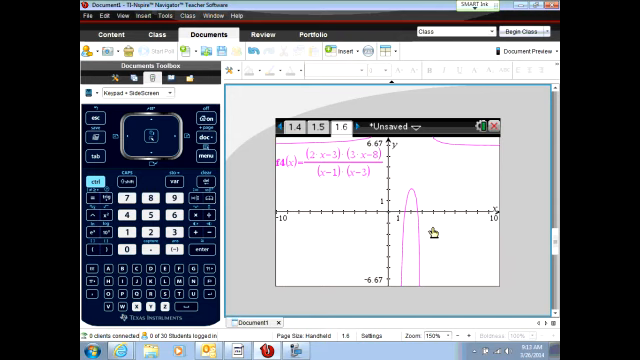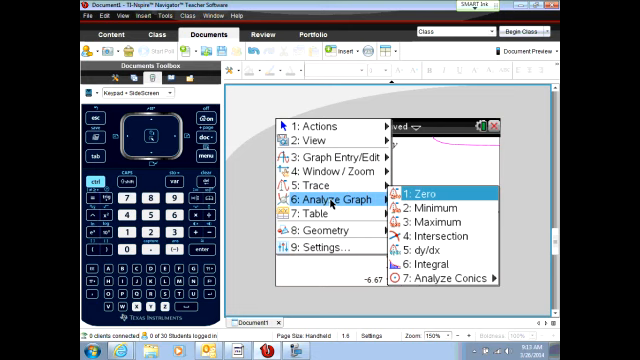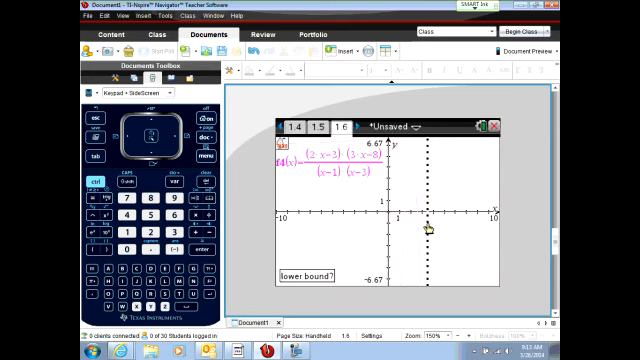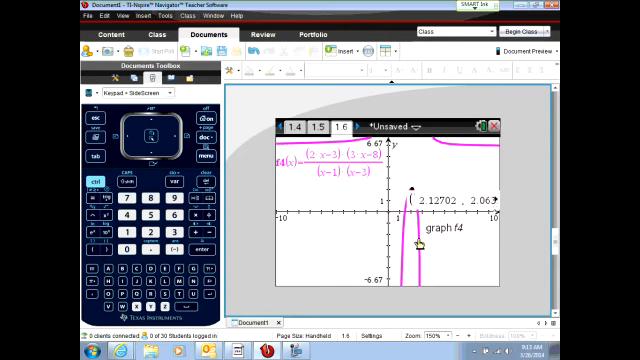Now, if you notice, I think I selected too far to the left and too far to the right, and I got the graph above. So if I do Menu, Analyze Graph, Maximum, I'll do it again and make sure I'm selecting where this actual part of the graph is so that it doesn't catch the graph that's above, because those y values are actually higher than the other ones.